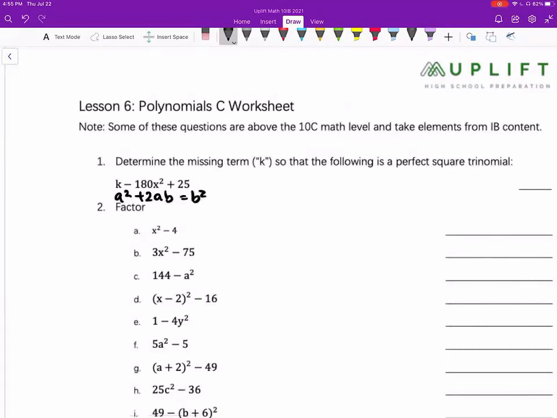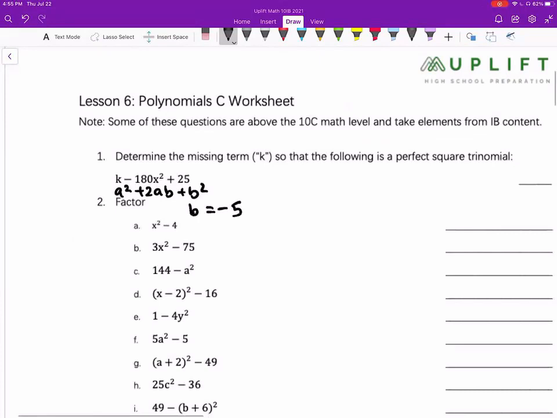Oh, it's not equal. Oh, it's fine. So here we know that b is equal to negative 5, because this is negative. Yeah, true. Okay, totally forgot about that. But we can also do the 2ab thing. So 2 times a times negative 5 must equal negative 180. So we can just do some math. We get negative 90 and then, wait, 180.